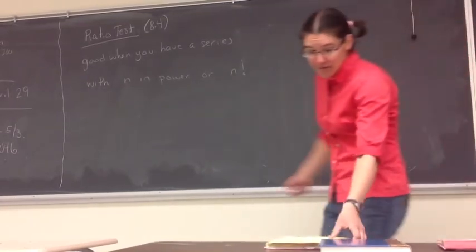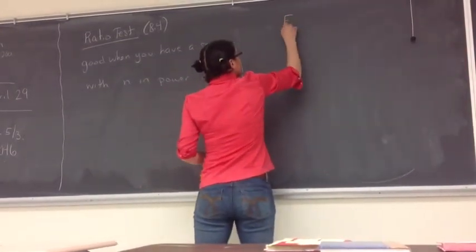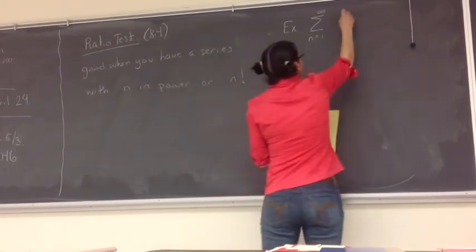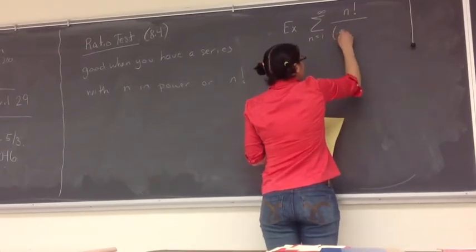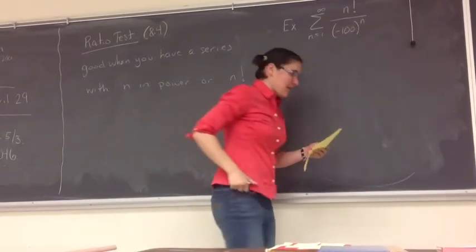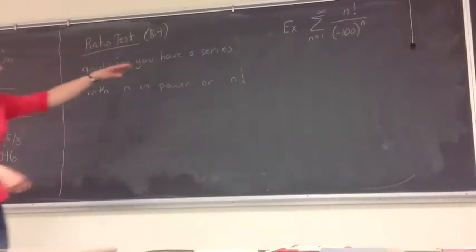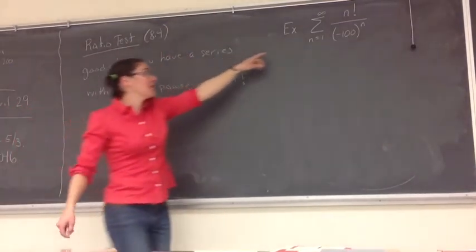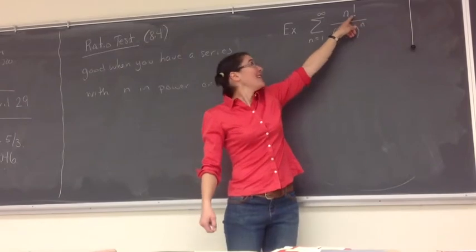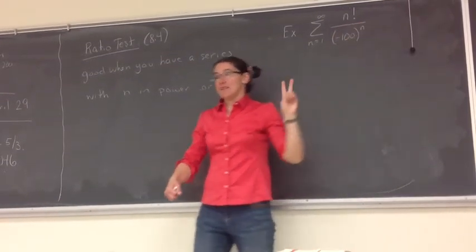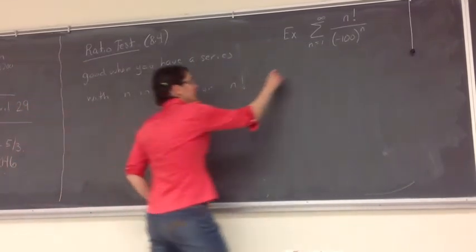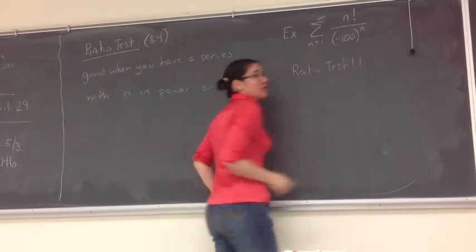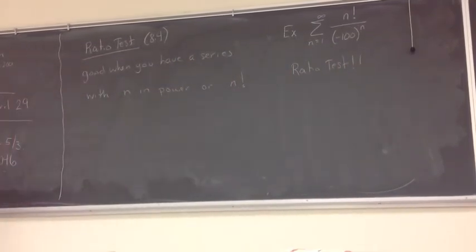The example that I left you with last time was the sum where n goes from 1 up to infinity of n factorial over negative 100 raised to the n. Strategy-wise, this series screams ratio test. First of all, I see an n in a power, and I see an n factorial, which is double dipping on the ratio test. So I absolutely positively want to use the ratio test for this particular series.